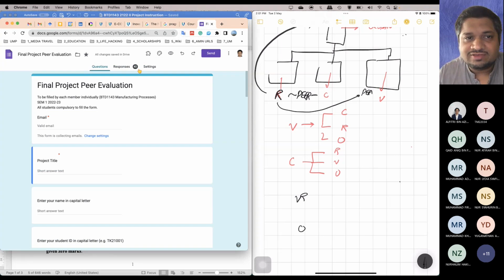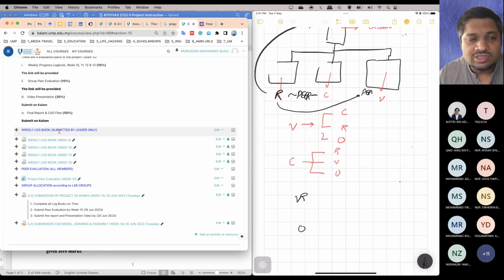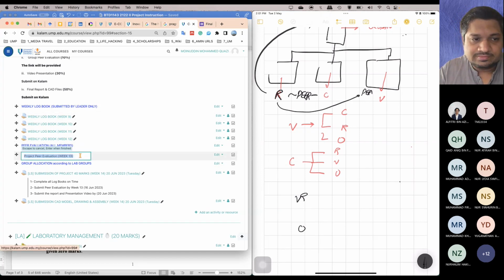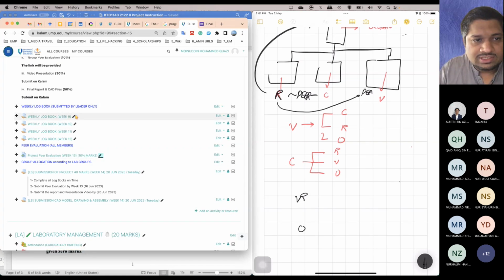So I will make some changes in the form and then I will upload the link. But this link is working also so that you can have some idea of the form that you have to fill. So week 13, I will remind all the students in the group that you need to evaluate your peers in the project. So this is 10% of the marks. And this is altogether 10% of the marks.